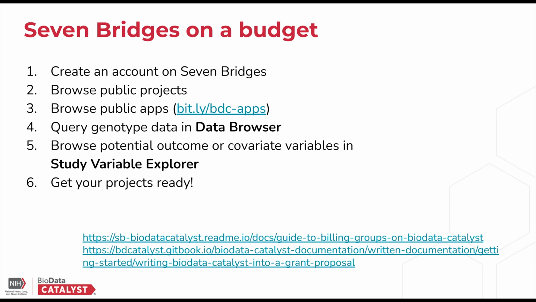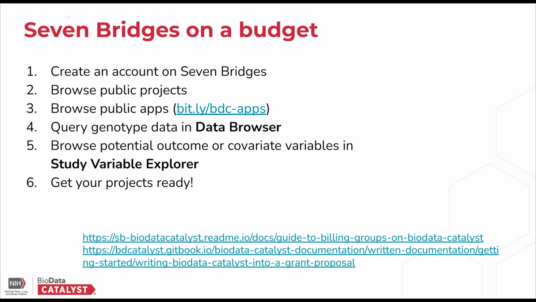bit.ly/BDC-apps. So the great thing about the public apps gallery on BioData Catalyst is you don't even need an account, so you can see the 824 apps and if they pertain to your research. You can query genotypes. Phenotypes are covered by Emily, and you can query genotype data, including NGS, VCFs, and CRAM files from the sequencing machines in the data browser.